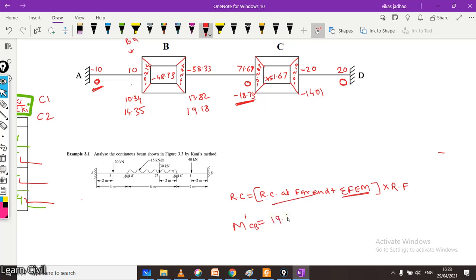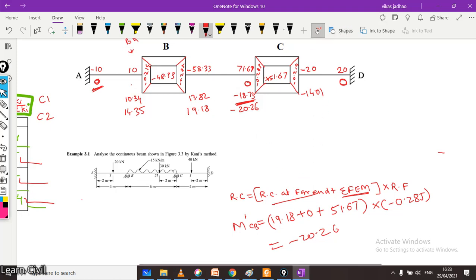So 19.18 plus 0 plus 0 plus 0 plus summation of fixed end moment at joint C, and it is 51.67. Multiply this whole figure with the rotation factor of minus 0.285, which is for CB. So minus 0.285. So we will get here minus 20.26. Write down this here, minus 20.26.